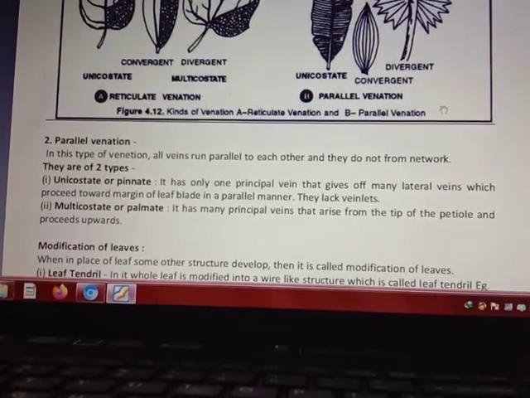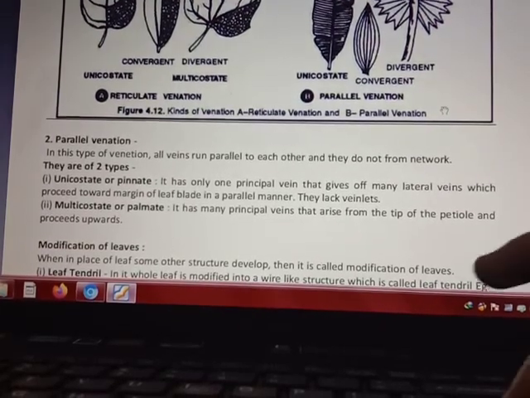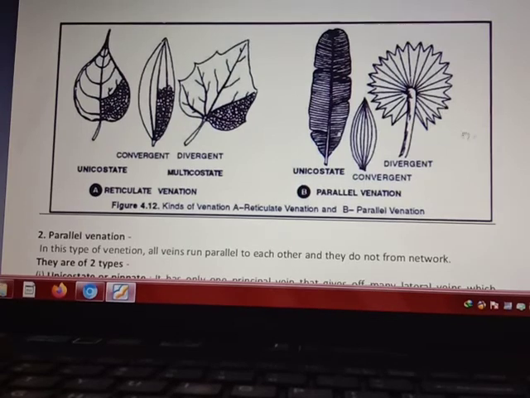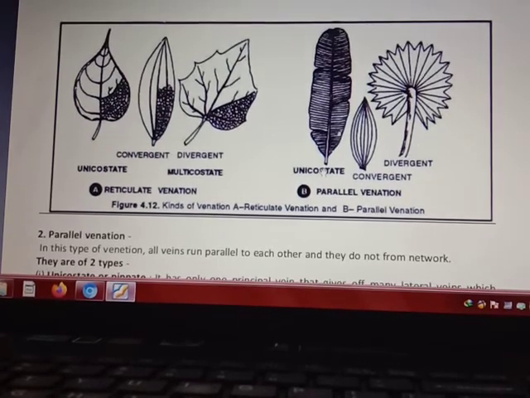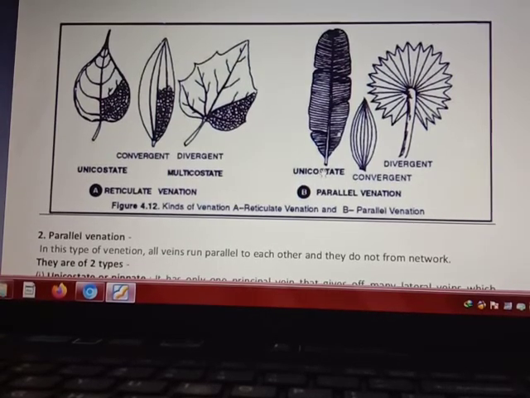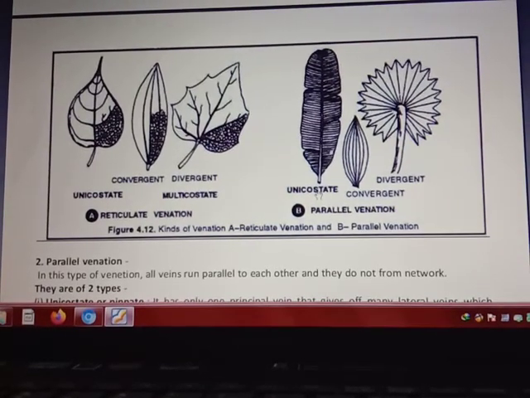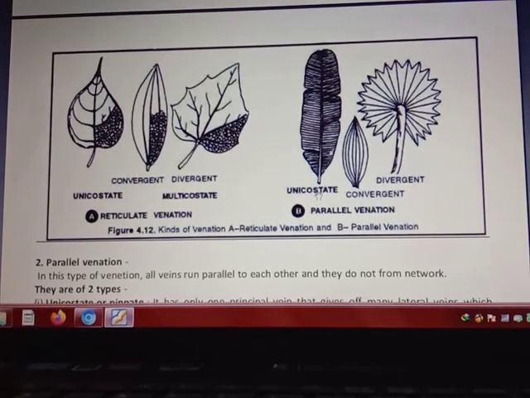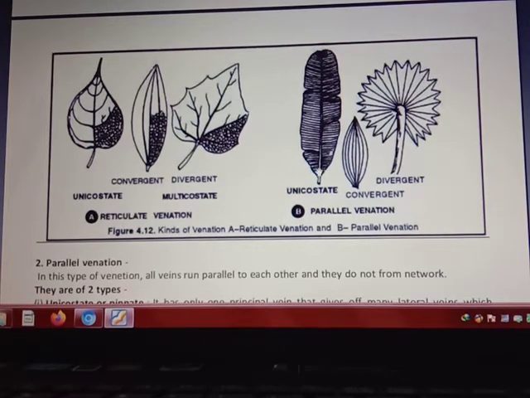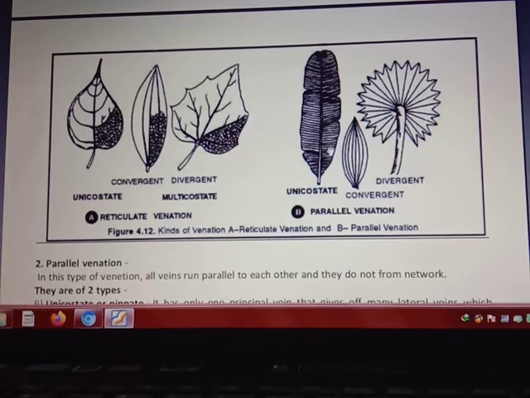Then comes parallel venation. In parallel venation, again two types are there: one is unicostate, the second is multicostate. Unicostate parallel means the leaf in which only one midvein is present, and all the lateral veins arising from the midvein are parallel. They are present in a parallel fashion. You can see it in this structure also. That's why it is known as unicostate.